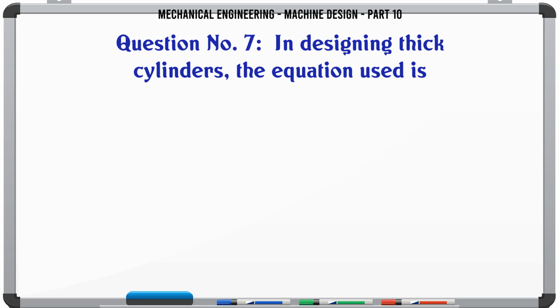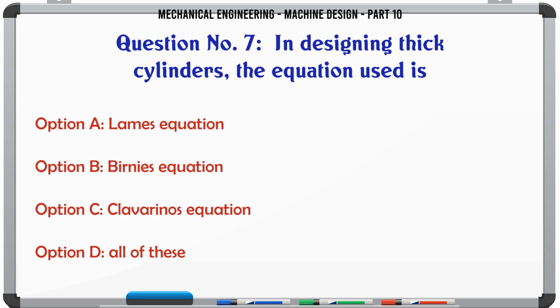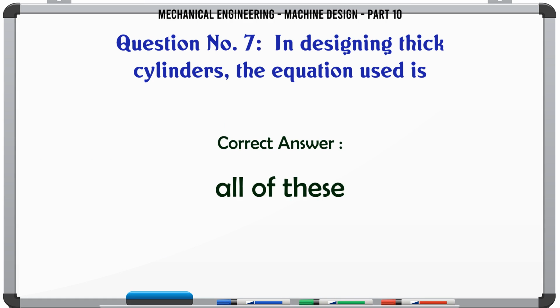In designing thick cylinders, the equation used is A. Lame's equation. B. Birnie's equation. C. Clavarino's equation. D. All of these. The correct answer is all of these.